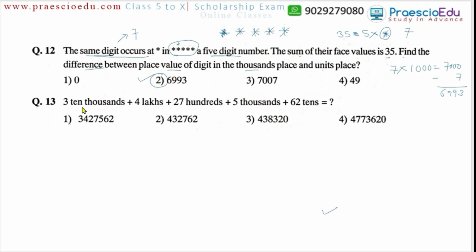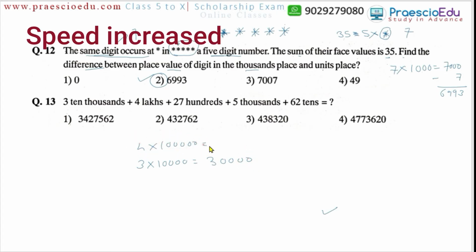Now question 13, 3 ten thousands plus 4 lakhs, then 2,700. So 3 multiplied by 10,000 is equal to 30,000. Then 4 lakhs means 4 multiplied by 1 lakh is 4 lakh. Then 2,700, 27 multiplied by 100, so it comes 27 and 00, meaning 2,700. And then 5,000 means 5 multiplied by 1,000, so it becomes 5,000. And then 62 tens means 62 multiplied by 10, which is 620.